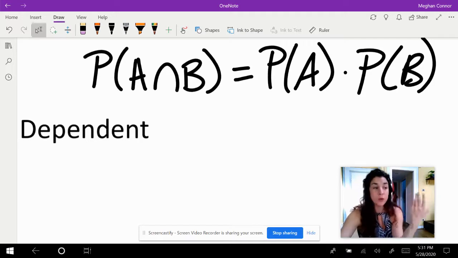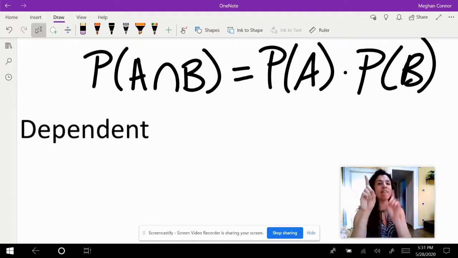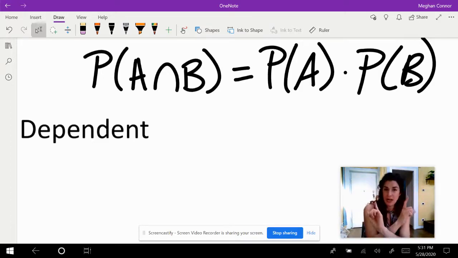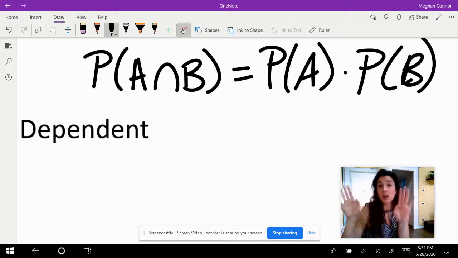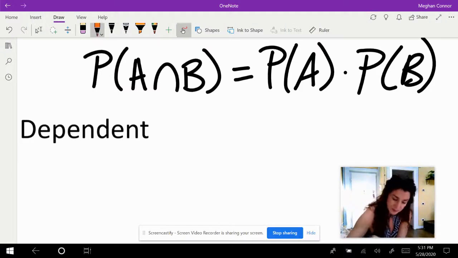So if we're talking about multiple coin flips in a row and we're saying, what's the probability that all 3 of them are heads? You would say, well, it's 1/2 times 1/2 times 1/2, which would be a total of 1/8, because all of those are independent events.